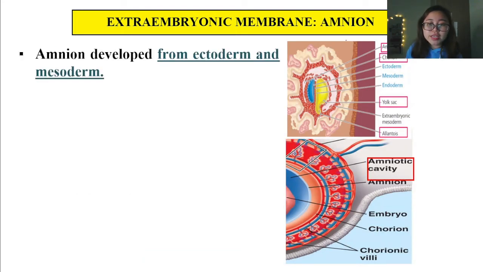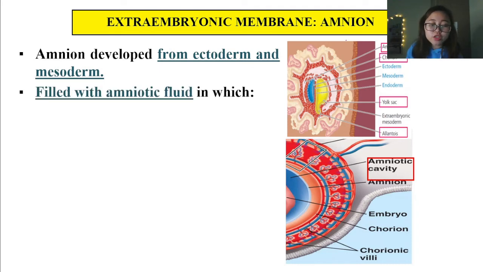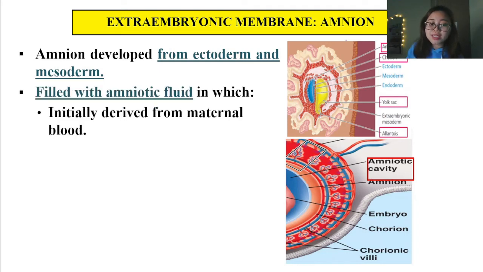Then you have the amnion, the second extraembryonic membrane. The amnion developed from the ectoderm and the mesoderm together. It is filled with amniotic fluid which is initially derived from maternal blood. Okay, ini adalah air ketuban gak tuh? The water, the fluid that is inside the placenta that you swim around in when you were a fetus.